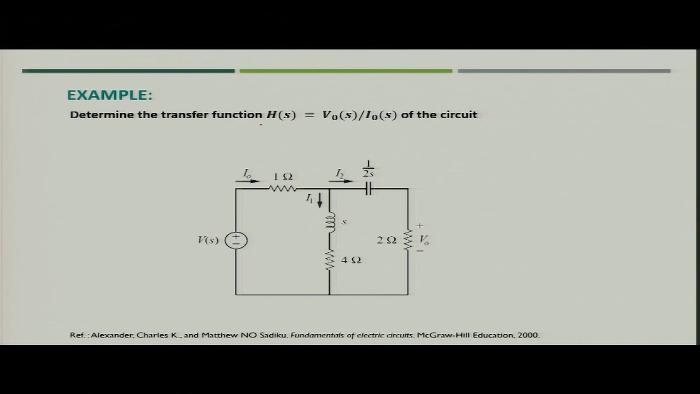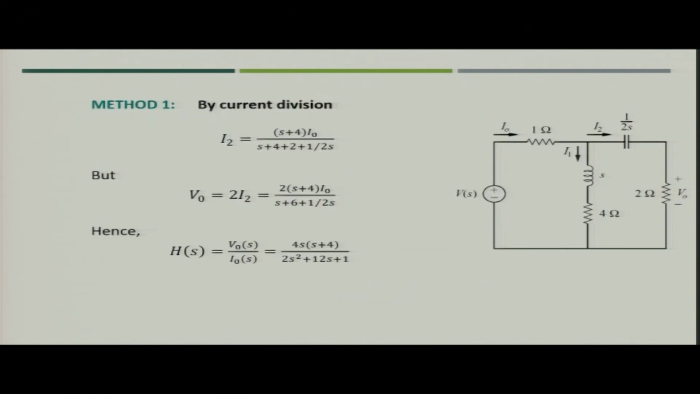Here we need to find out the transfer function V naught s upon I naught s for the circuit which is given in the figure. In this figure you will see inductor and capacitor both are there, and you have been given the current as I naught. What we have to find out is the ratio between V naught by I naught in S domain; that would be the transfer function for the circuit.